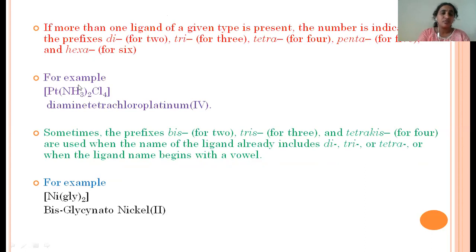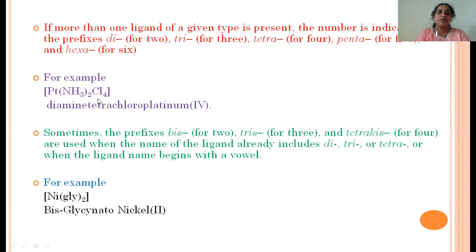If you see this example, in this complex, here is the metal, this is the neutral ligand, and this is the negative ligand. The ligand names are ammine and chloro. According to alphabetical order, we first write the neutral ligand name, ammonia, which is present as 2, so we add di.